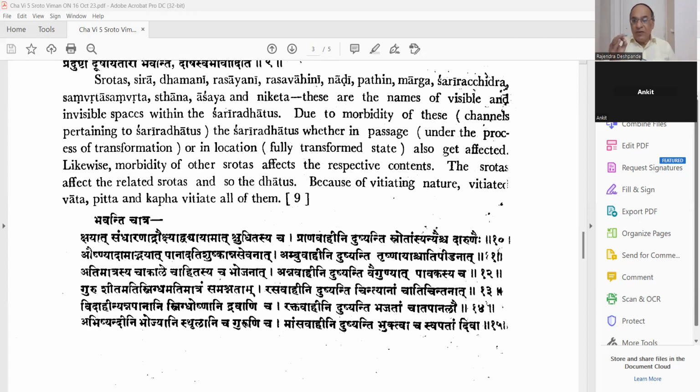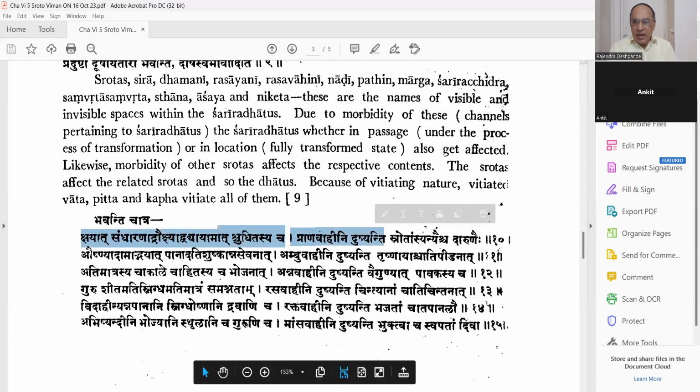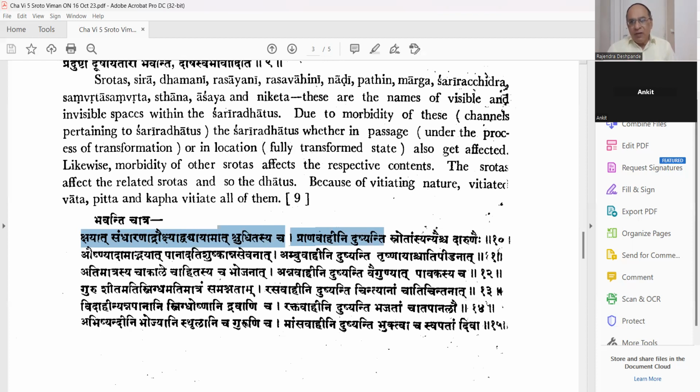Today we will start one by one. I don't know how many periods we will require to complete 13 Srotasas, but at least we will start, and I am giving you word to word translation. So first I am talking about Kshayat. Here you can see this line. Kshayat Sandharanat Raukshyat Vyayamat Shuditasya cha Pranavahini Dushyanti Srotascha Anyascha Darunaihi. This is the causes of Pranavahasrotas Dushti. So please start writing down.